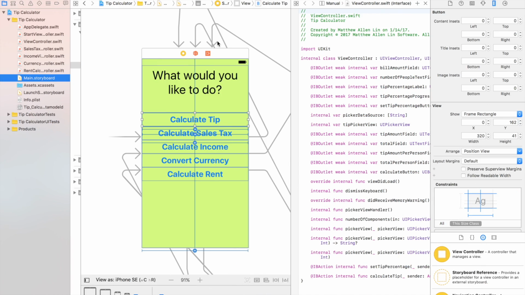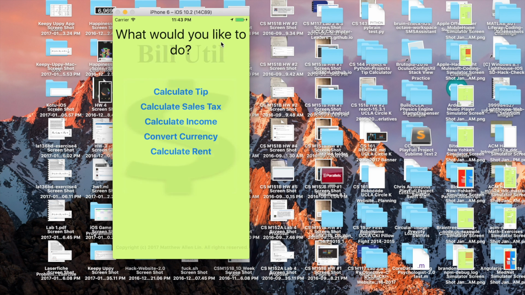So it's an iOS app called Util, and I came up with the app idea when I noticed that a lot of the monetary transactions I was doing was very redundant. I was doing a lot of the same calculations over and over. So I thought, why not create an app that does all these calculations for you?